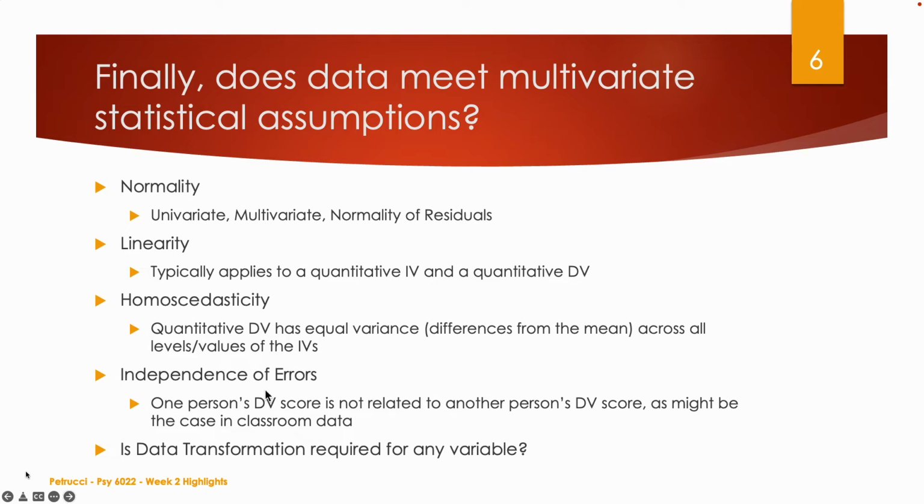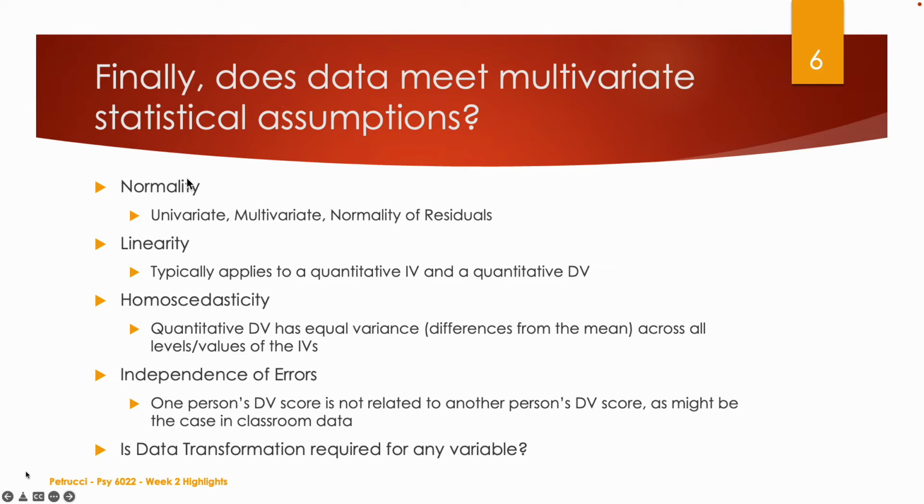For independence of errors, basically we're looking at, is one person's dependent variable score not more or less related to another person's dependent variable score, as might occur, for example, in classroom level data? So is everybody's score not related any more or less to everyone else's score due to how the data was collected?